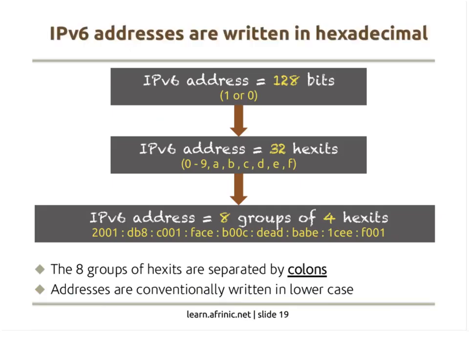So how do we express IPv6 addresses? Because they are 128 bits, they are represented in hexadecimal, as 32 hexits, and you have a total of 8 groups of 4 hexits. The groups are separated by colons, not by decimal points as in IPv4, and addresses are conventionally written in lowercase, although it is case insensitive. But most of the time you will see everyone writing in lowercase.